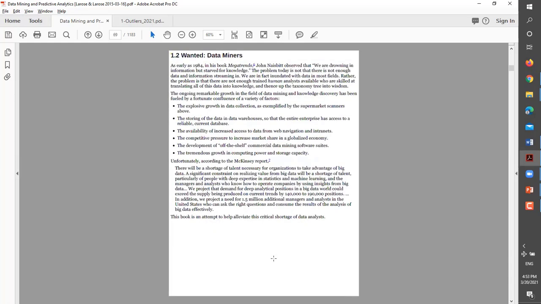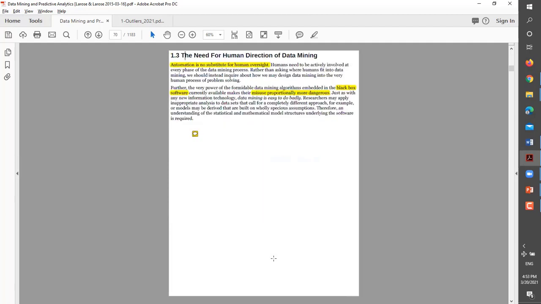Okay, so the data miners are in demand. That's good news. And here we have the human direction of data mining. This is very important: automation is no substitute for human oversight. This is a very important discussion in artificial intelligence also. So we have now the augmented intelligence, okay, instead of the artificial intelligence.